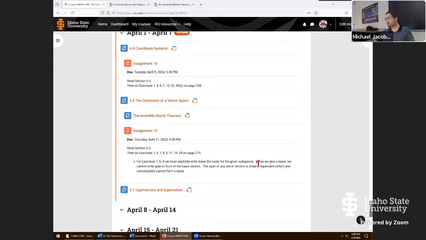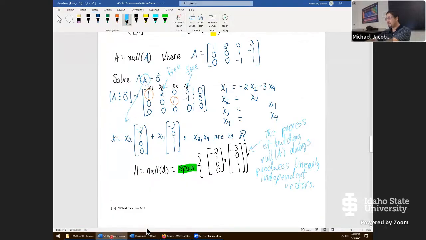But like you were mentioning, Rajab, we need to be a little bit careful. When we give a basis, we can't put span in front of those vectors, because the fact that you have span right here, that means this entire set is linearly dependent. Linear independence is just the two vectors, but spanning them produces infinitely many different vectors.